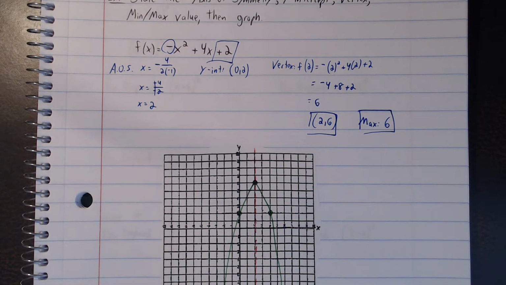Okay, graphing parabolas or quadratics, not too difficult when they're in quadratic form. As you can see, we just need a few things: the axis of symmetry, y-intercept, the vertex. Those few things really help. Hope that this lesson was easy enough to follow for you.